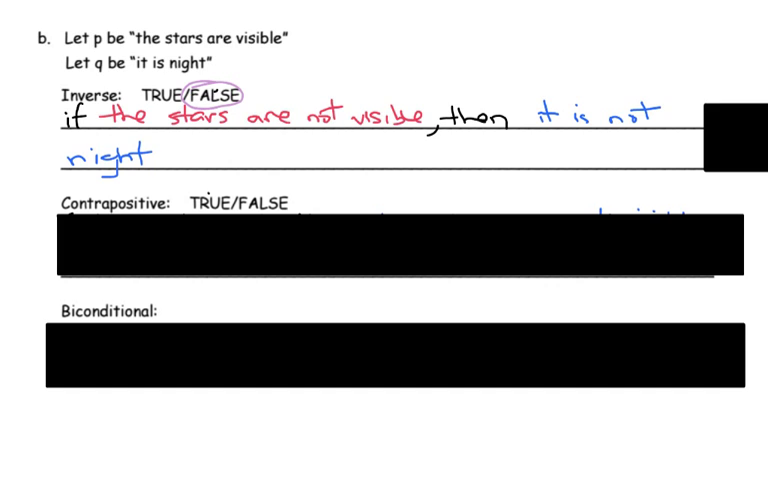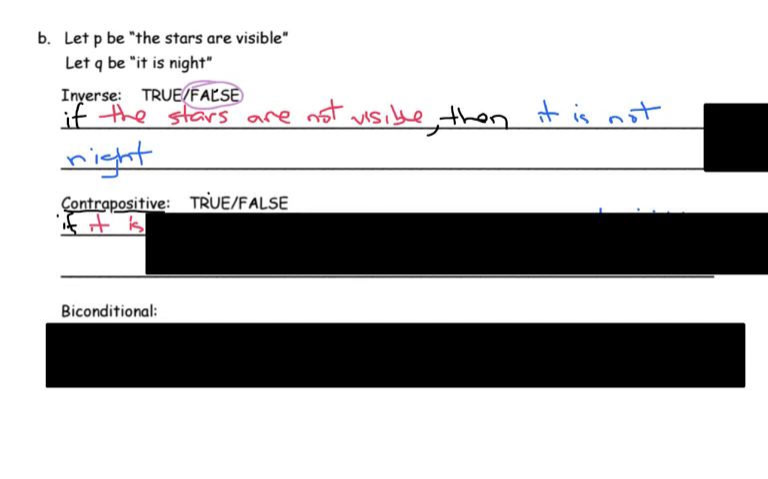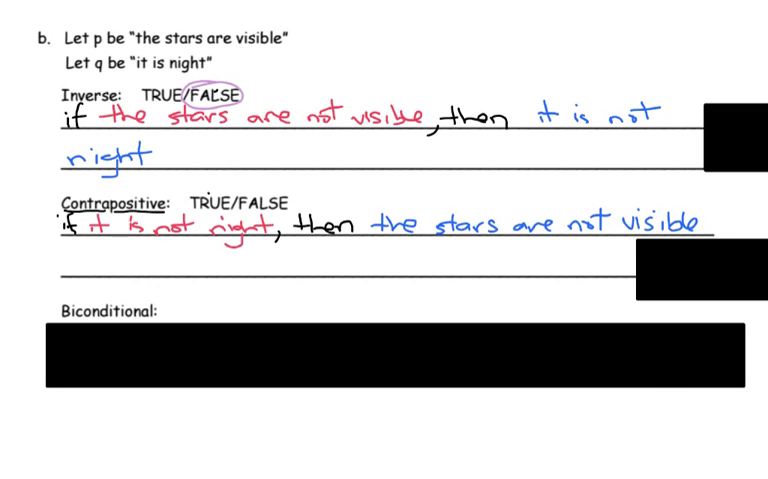Now for the contrapositive. Remember, you're doing two things for contrapositive. I like to think of it like that. It seems like contra, positive, two different words put together. Therefore there are two actions going on when I do this: I switch the order and I negate both. Hope that helps you remember it. So we get: if it is not night, then the stars are not visible. True or false? Hopefully you're saying it's true.